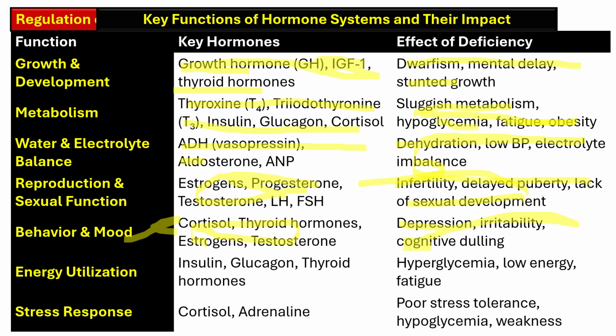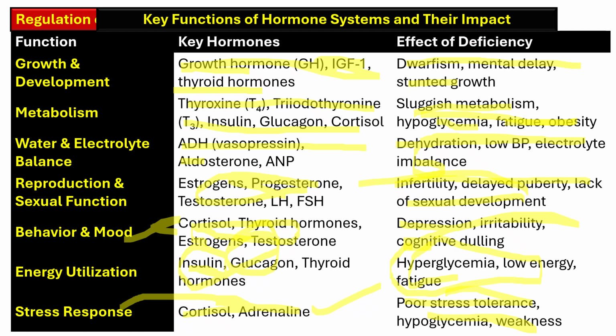Insulin, glucagon, and thyroid hormone are also involved in utilization of energy, and if they are not regulated properly, it will result in hyperglycemia, low energy, and fatigue. Cortisol and adrenaline, the key hormones for stress response, if they are not regulated properly, will result in poor stress tolerance, hypoglycemia, or weakness.